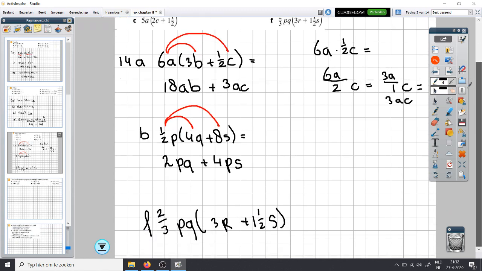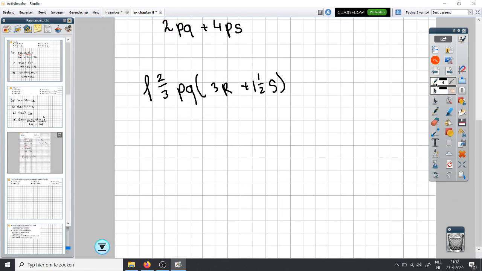I do want to take a look, however, at F as well, because I think at F some of you might struggle because of the more troublesome fractions. So we're going to multiply out the brackets. Here I'm going to write down this intermediate step first, because this makes it a bit more readable what I'm exactly doing. So that's the first thing that I'm going to calculate. 2/3 PQ times 3R. And I'm going to calculate 2/3 PQ times 1.5 S.